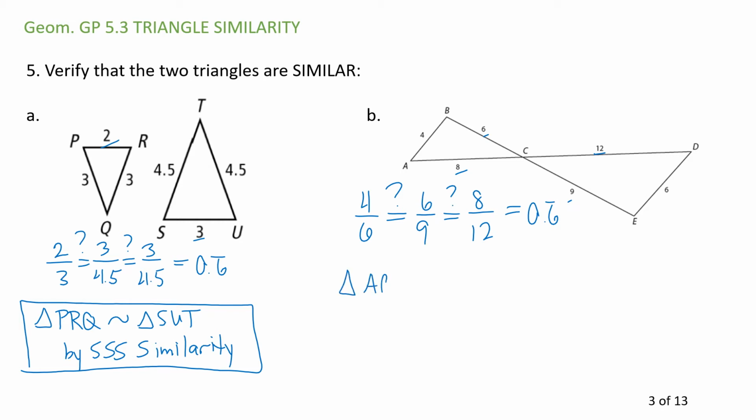Triangle ABC is similar. I said that wrong. They're similar. They are not congruent to DEC by side-side-side similarity.